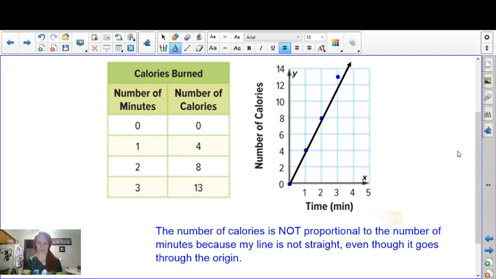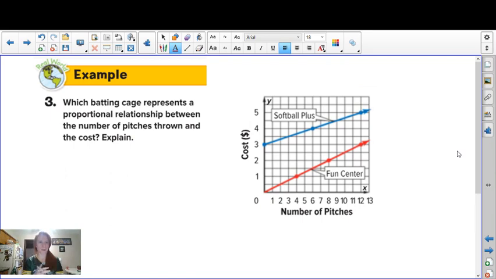Okay, moving forward. Next one. Which batting cage represents a proportional relationship between the number of pitches thrown and the cost? So I want you to pause the video, see what you can come up with, see which one is proportional, see if you know why it's proportional. Check back, see what you see, see if you agree.